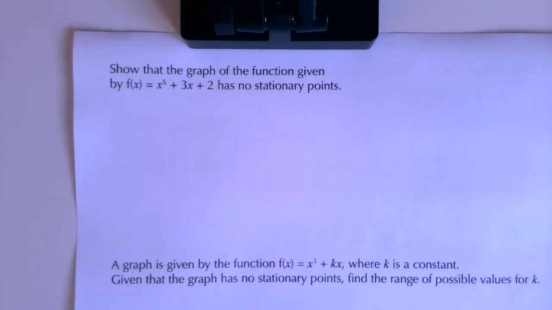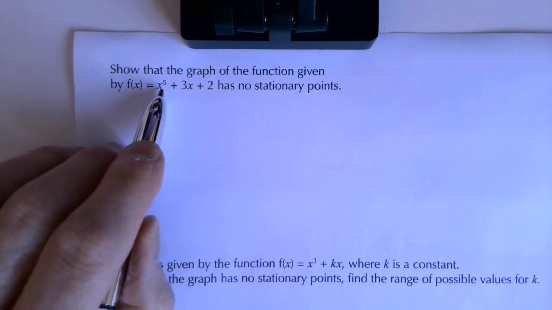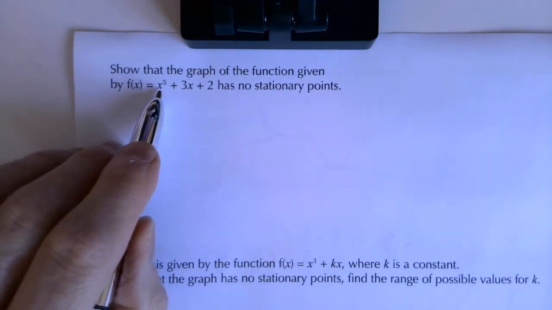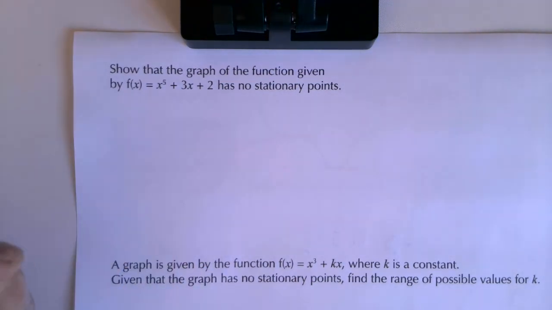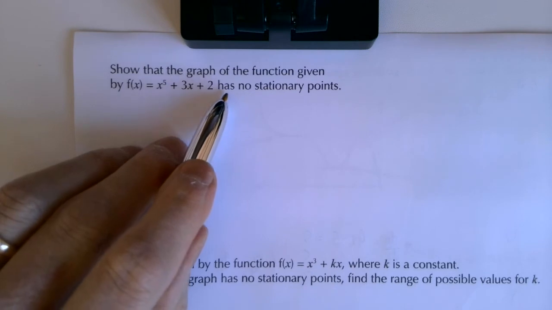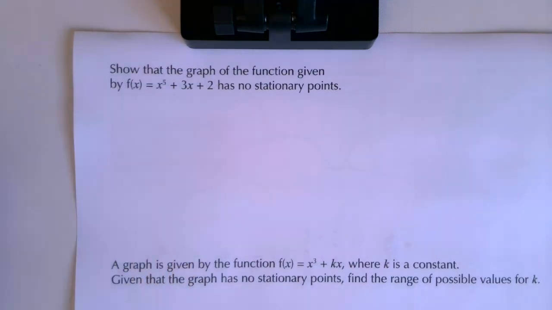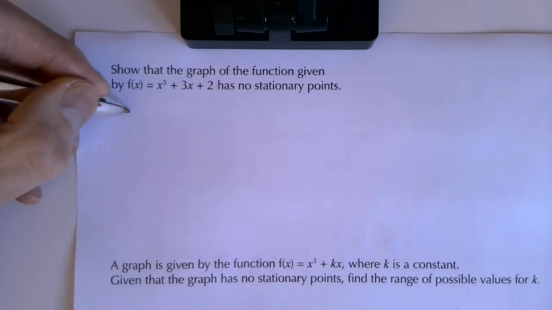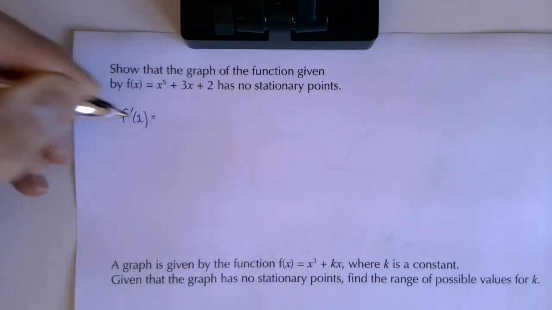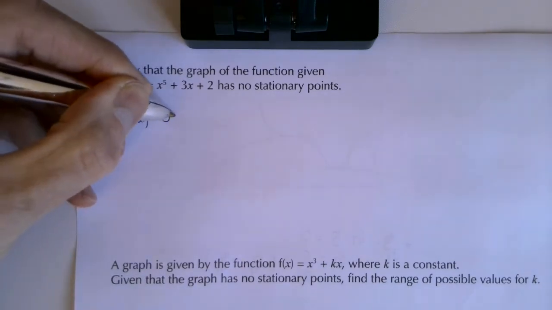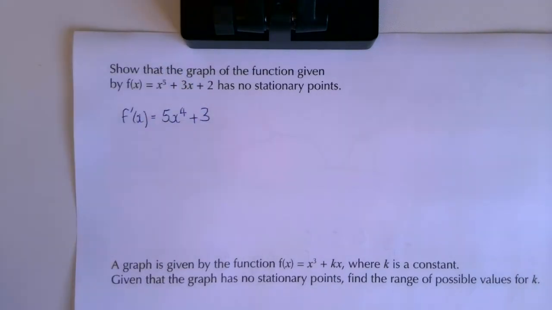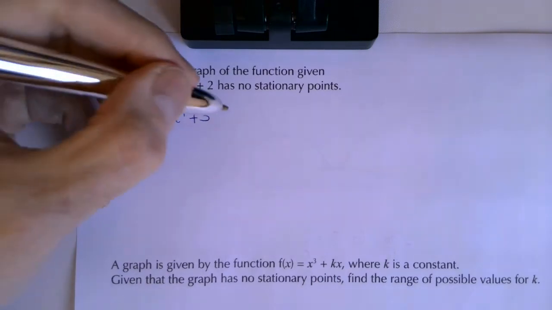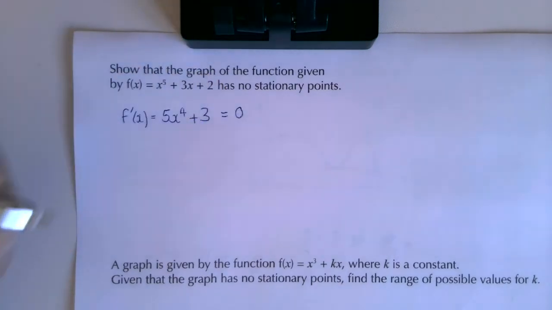Okay, so let's look at some slightly different questions. Here we are given a, I'm not sure what they call quintics, when it's a graph where the highest power of x is x to the power of 5, so I've no idea what this looks like without sketching it on my calculator, but we've got to show it has no stationary points. Okay, so they're using f of x notation, so I'll use that when I differentiate, so that's 5x to the power of 4 plus 3.